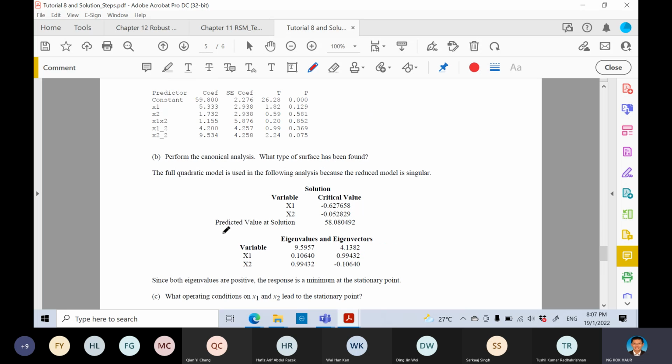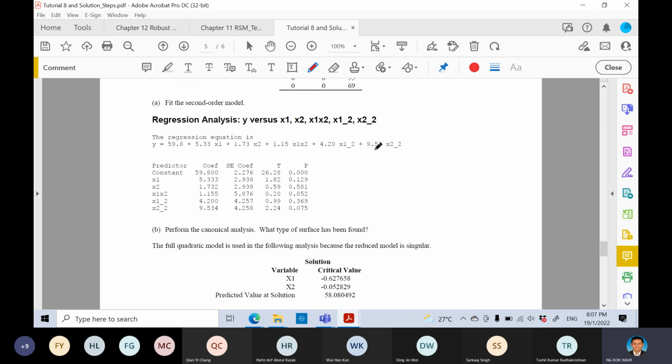Based on the equation you already have, you go back to this chapter and you can know what your b is. The notation of the b will be equal to the values for the single factors here, 5.33 and 1.73. This is the vector b, and then you also have another one, which is a capital B.